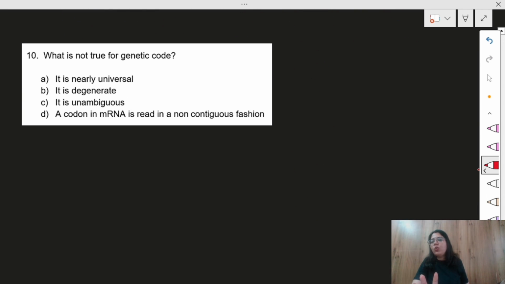Okay, now this one. What is not true for genetic code? This is a very easy question and you can solve it very easily. Just see the last statement: codon in mRNA is read in non-continuous fashion. Is this correct? This is absolutely wrong, and you have to find what is not true. In NCERT they have mentioned that the genetic code is universally nearly similar, except for some codons in some protozoans and in mitochondria, where some codons vary. Rest all, every triplet codes for the same amino acid in everyone. It is degenerate and unambiguous: one codon specifies only one amino acid, and one amino acid can be coded by multiple codons. You have learned all these things in genetic code.